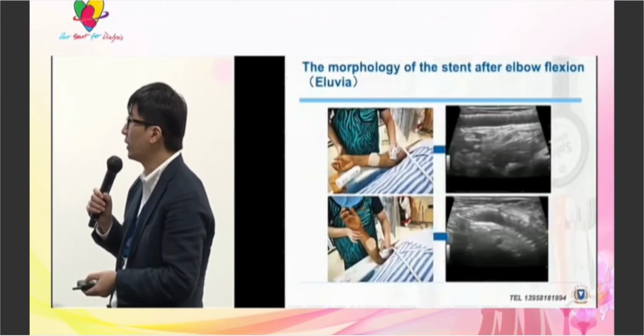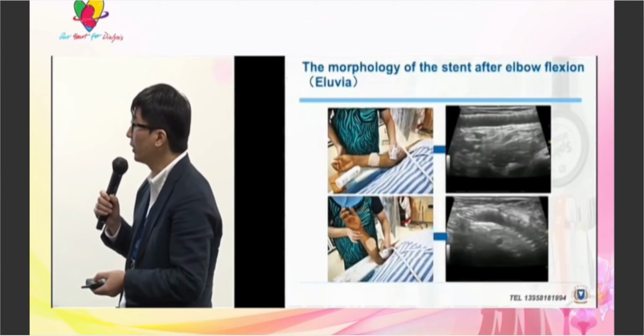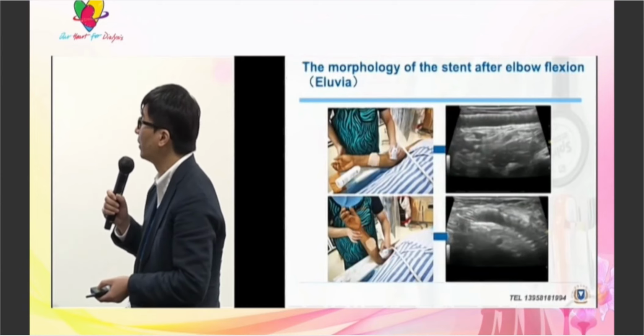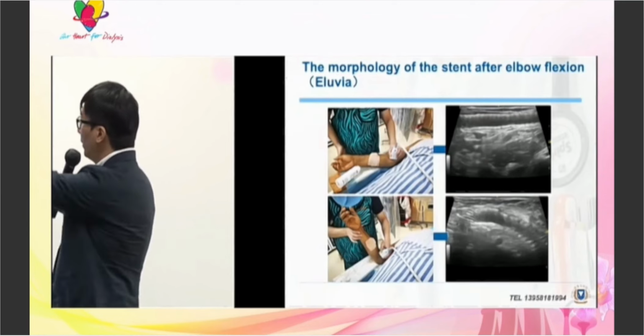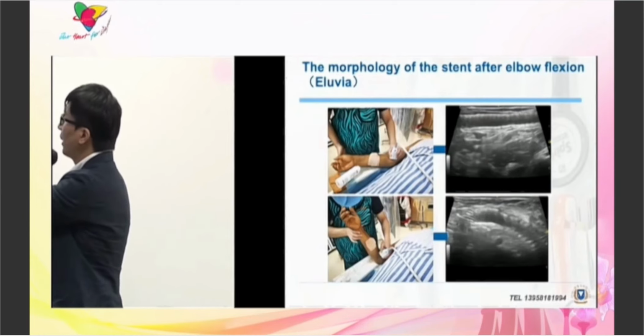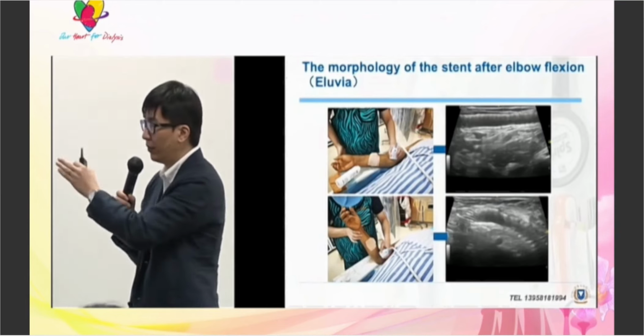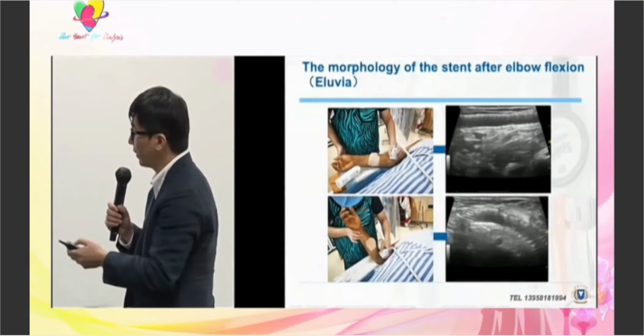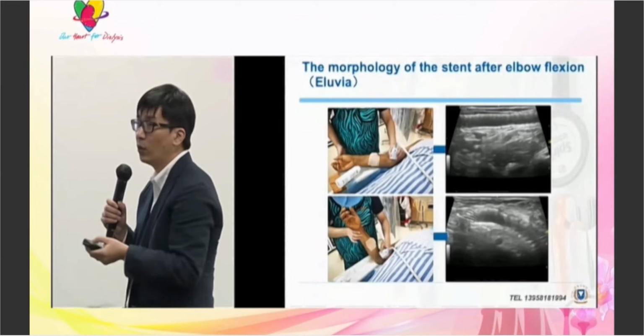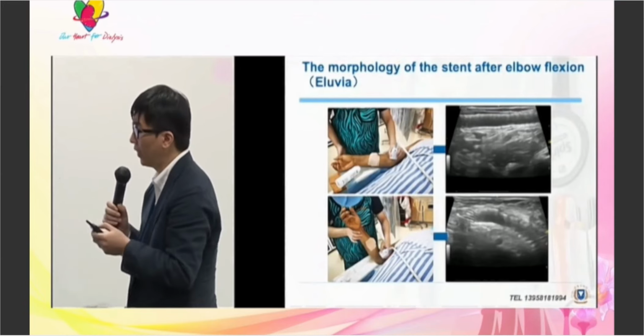Also, we check the morphology of the stent after elbow flexion. This is straight. This is the elbow flexed. In ultrasound, we only find a slight bending of the stent. So this case has no rupture or fracture of the stent.